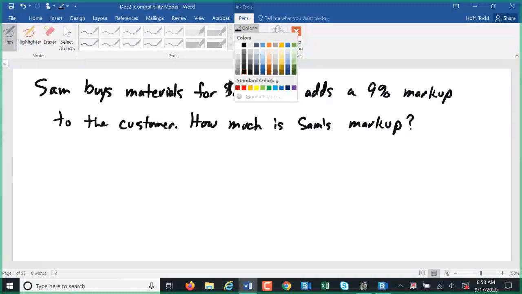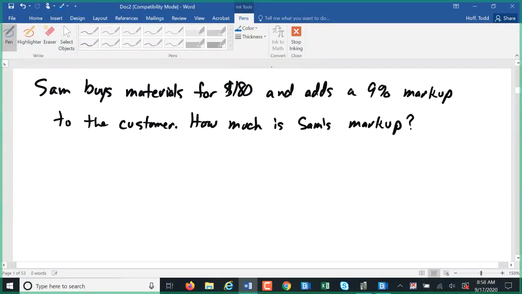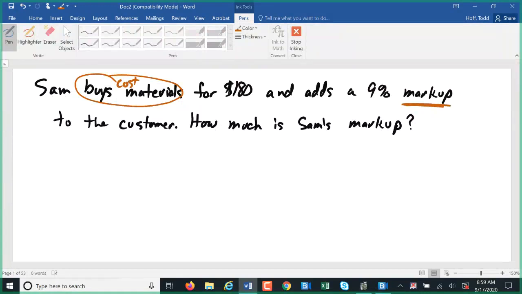Now, I worded this question in a very specific way for a reason. Because in this question, there are only two components being used. We have the markup, and then we have the price that Sam buys the materials for, which you could call the cost or the purchase price or whatever you want to call it. The name doesn't matter. It's just keeping it consistent through the problem that matters. That's what Sam purchased it for. That is the base amount. That is the starting amount. Remember, we said the base amount can either be the whole thing or the starting amount. That's the price at the beginning of all this, the $180.